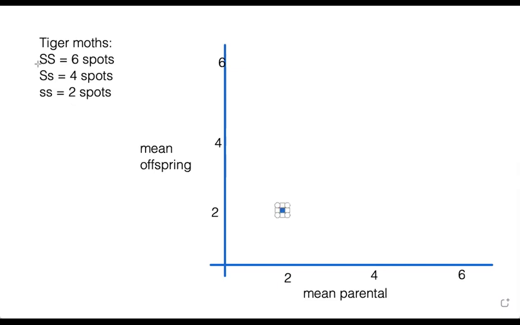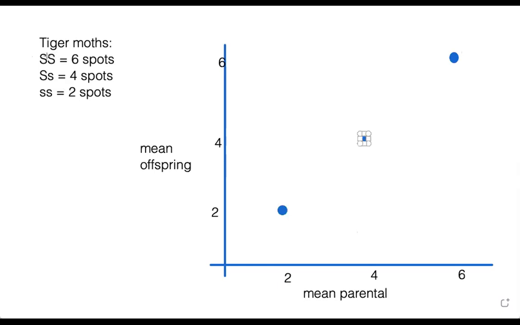If we cross two big S moths, both parents have 6 spots, and all of the offspring will have 6 spots. So the mean parental phenotype is 6, and the mean offspring phenotype is also 6. Okay, what if we cross a big S tiger moth with a little s tiger moth? Well, one parent has 6, one has 2, and the mean is 4. All of the offspring will be heterozygotes, and they will have 4. So we can put a spot right there.